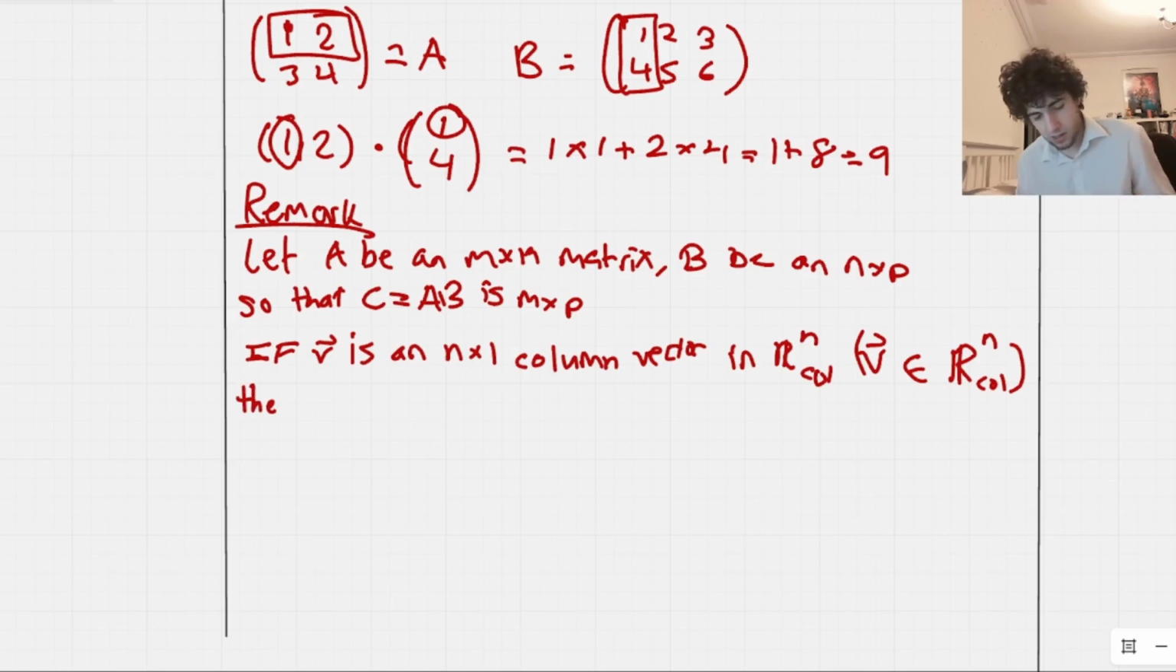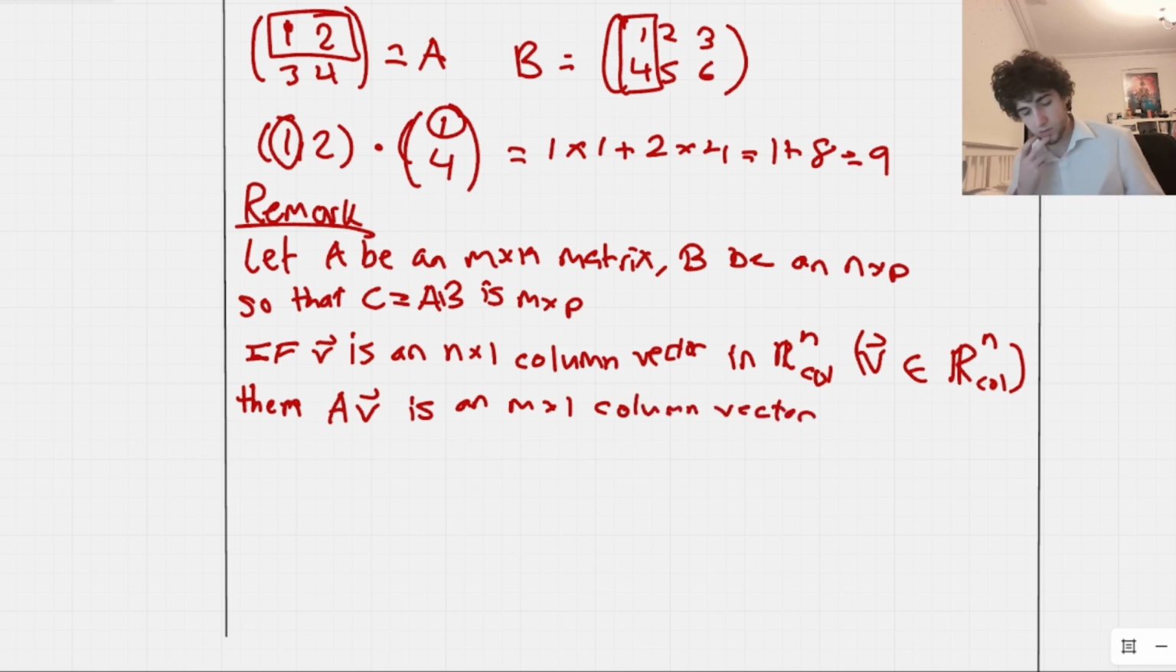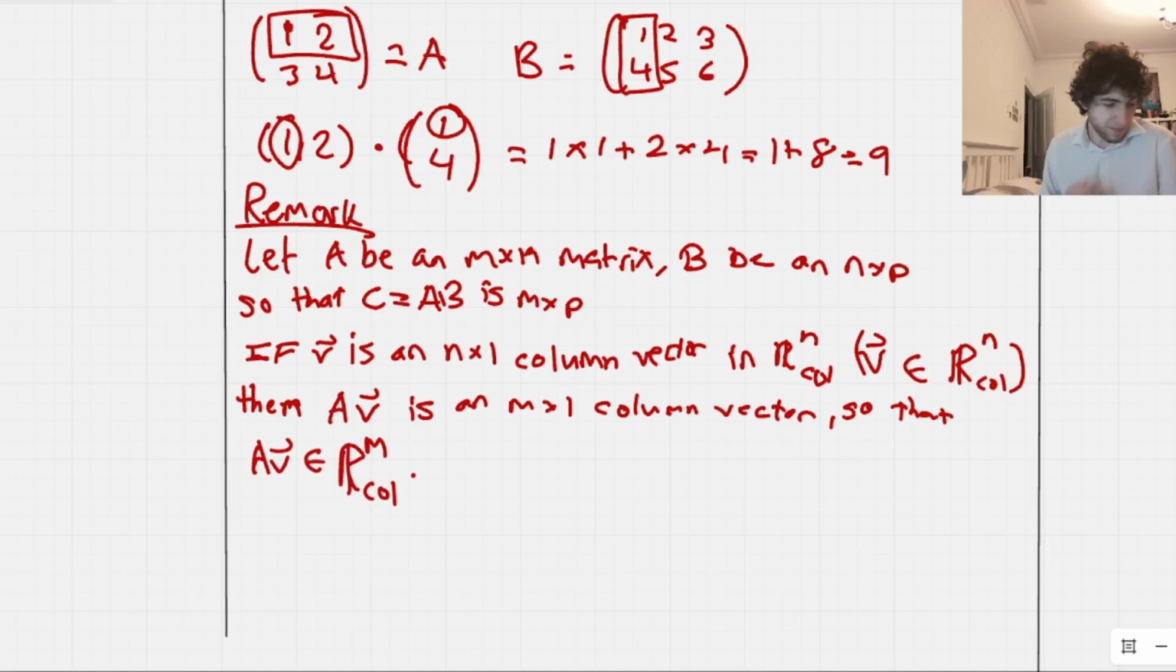then what I notice is that the matrix A multiplied by that column vector is, again, you're still multiplying two matrices, right? Because this column vector is a special type of matrix, an n by 1 matrix. So every vector is a special type of matrix. Then Av is obviously going to be an m by 1 column vector, right? If you're wondering why this is, just think about how we define matrix multiplication. A here is an m by n, okay? And v is an n by 1. So when you multiply the two matrices, you're going to get m by 1. As simple as that, right? So effectively, what we can say is that Av is an element of R^m col. Okay, simple as that.